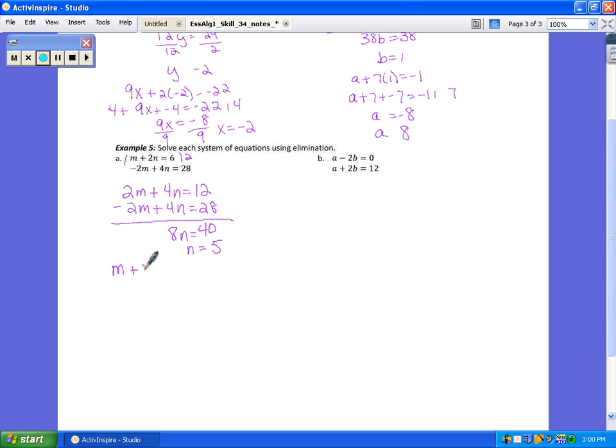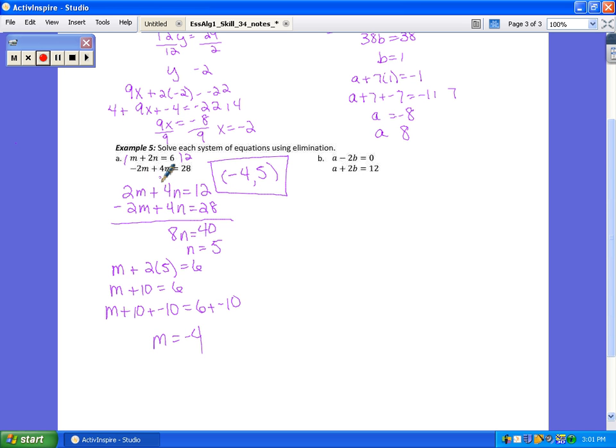I'm going to choose the top equation. m plus 2 times 5 equals 6. So m plus 10 equals 6. Add a negative 10 to both sides. And I get m equals negative 4. Alphabetically, m, n. And I should check that in my other equation. I get 8 plus 20. It does equal 28. Okay.